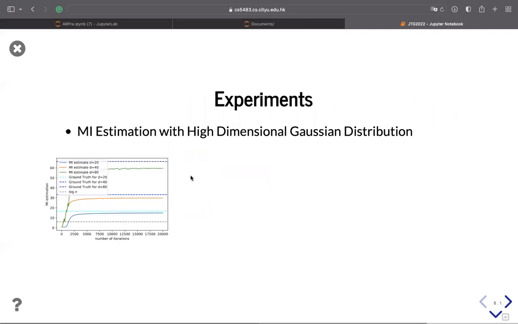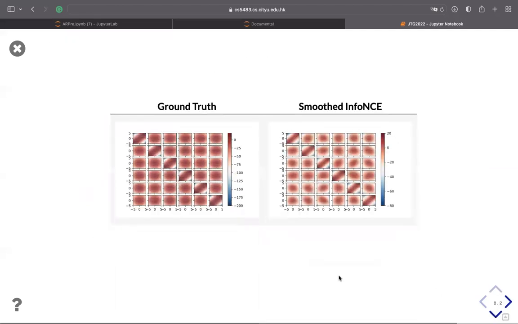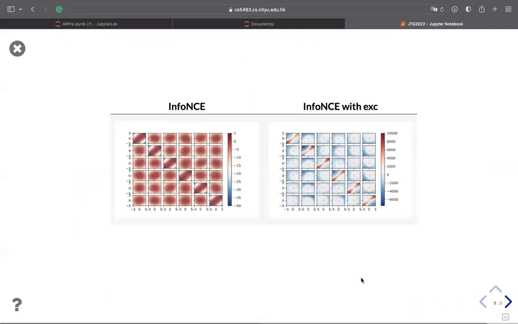We test the dimensions 20, 40, and 80. Our model can provide a reasonable estimate for all these cases without overshooting. And this is the heat map of our model and the baselines. And this is InfoNCE and InfoNCE with exclusion.